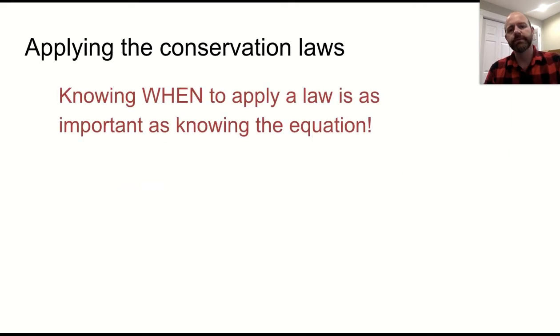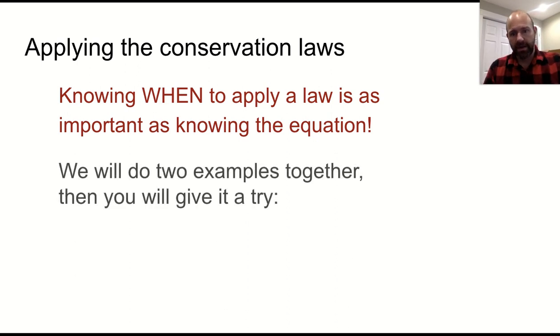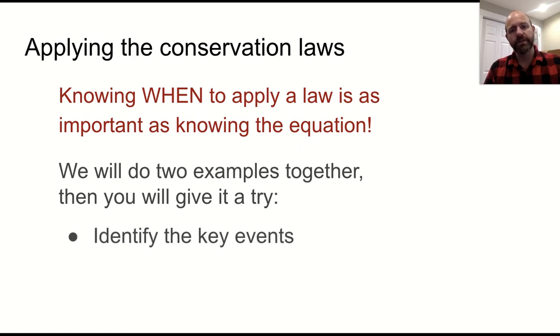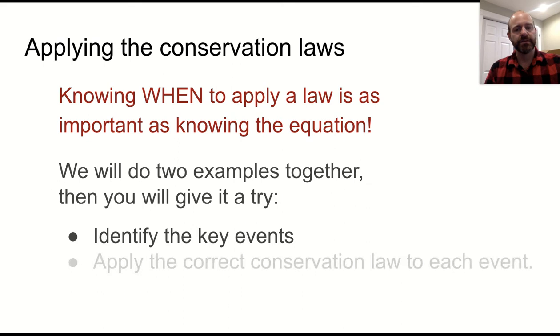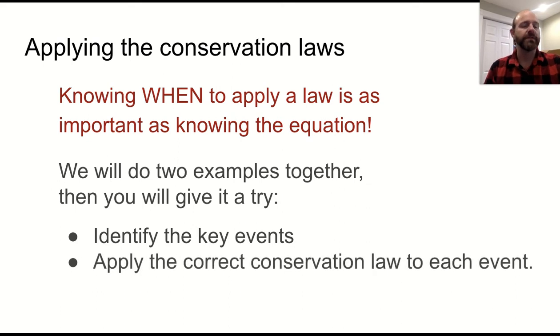So how do we do this? The key thing is to know when to apply the law. And this is true in all of physics, right? You need to know when to apply the law, not just what the law or equation says. I'm going to do two examples. So what we have to do is identify the key events, and apply the correct conservation law to each event.